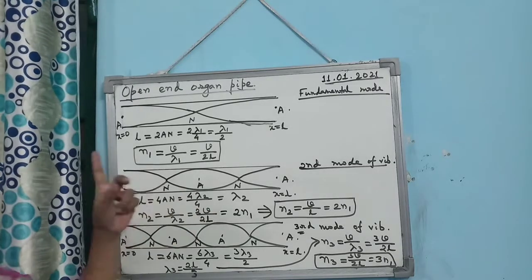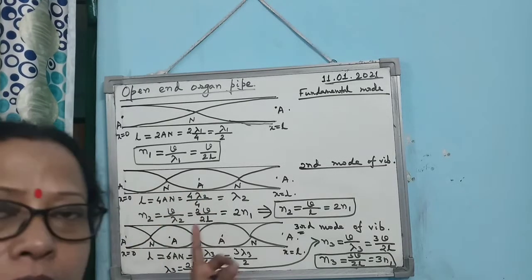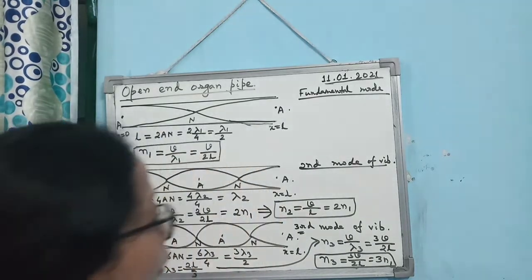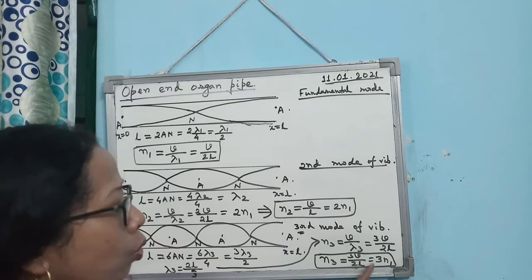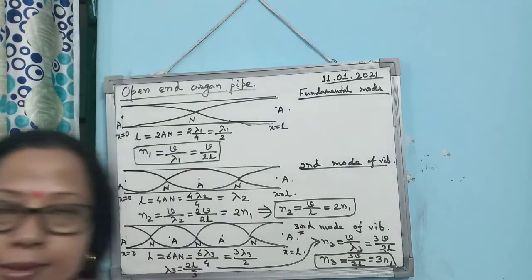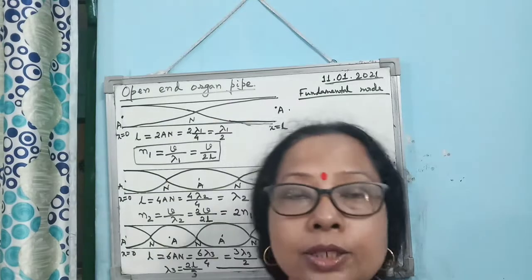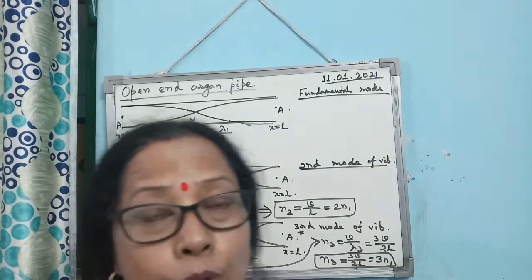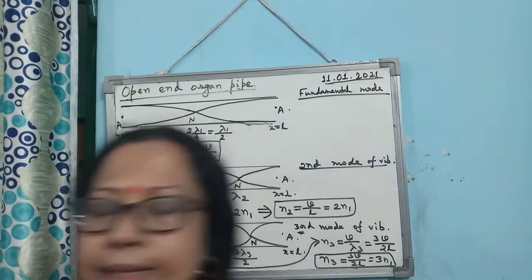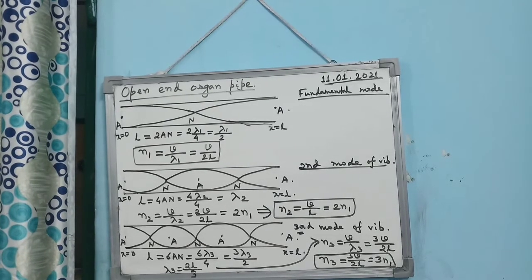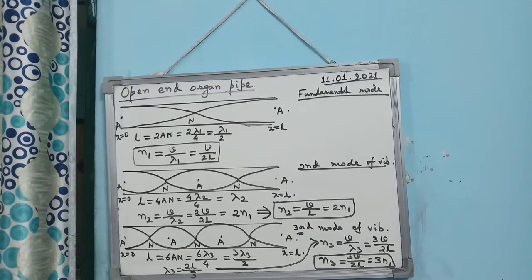That when sound is produced by the vibration of air column in open-end organ pipe, then both the even and odd harmonics are present. In case of closed-end organ pipe, what did we get? We got that only odd harmonics are present. But in this case, what have you got? That both even and odd harmonics are present.